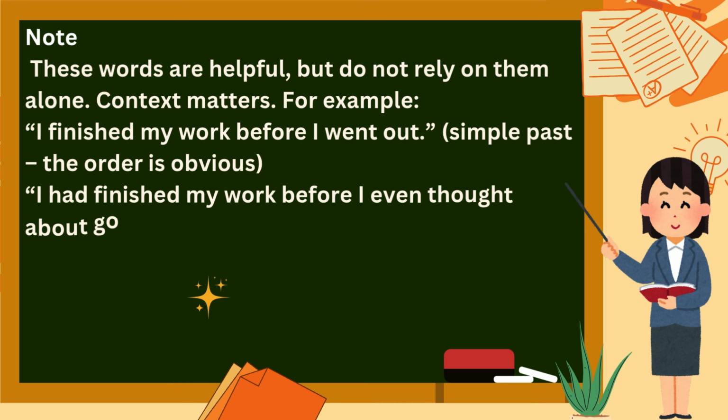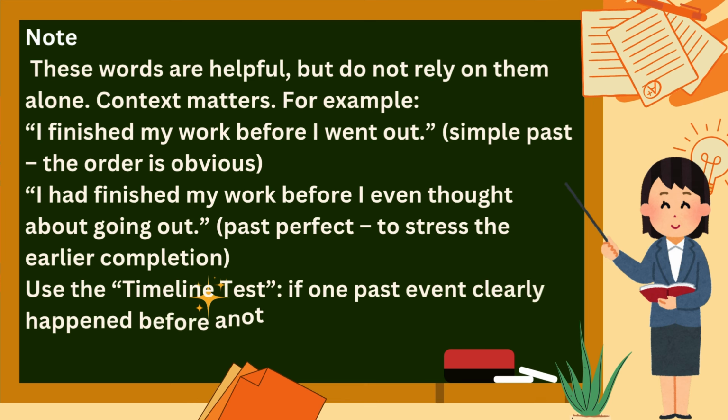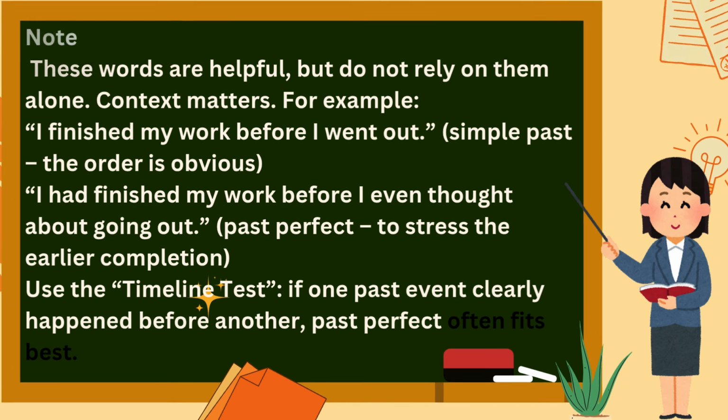The life hack here is to use signal words as hints, then double-check with the timeline test from secret number 1. If "by the time" shows up, your past perfect senses should be tingling. If "yesterday" is there, lean heavily towards simple past. These signals, plus understanding what each tense actually does, will make your choices.